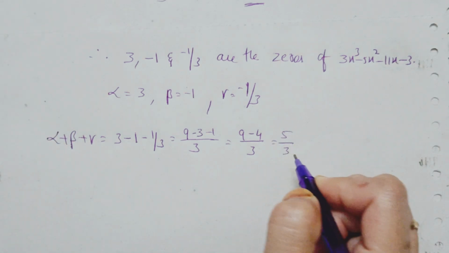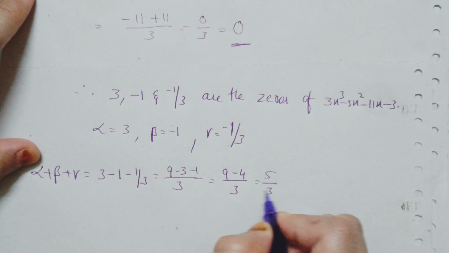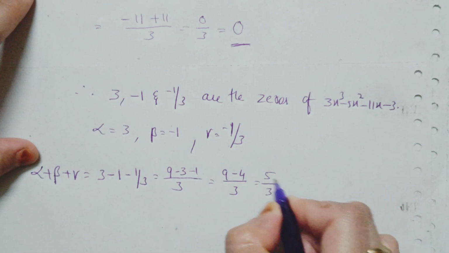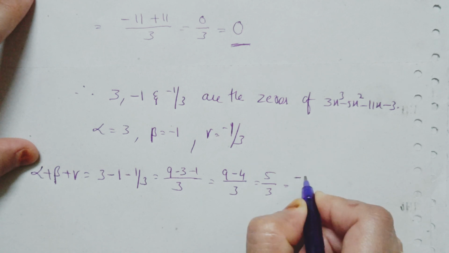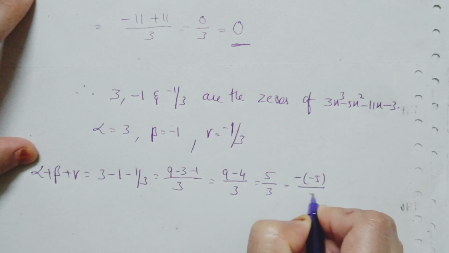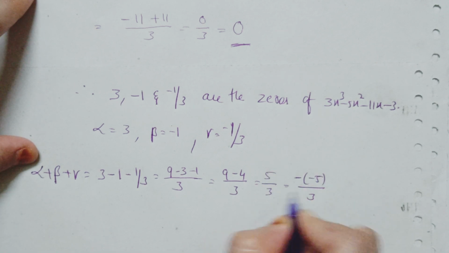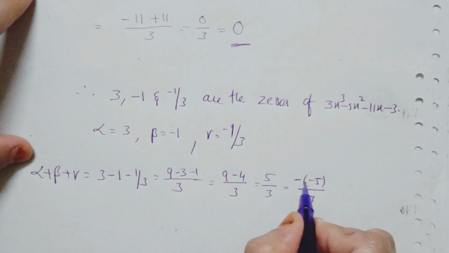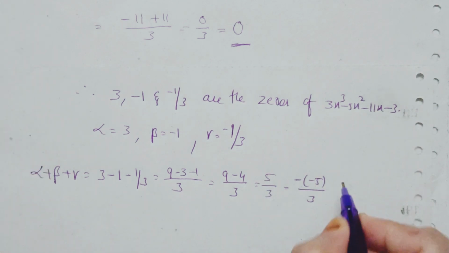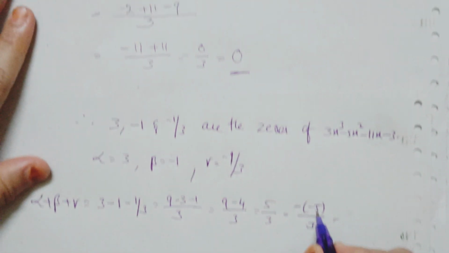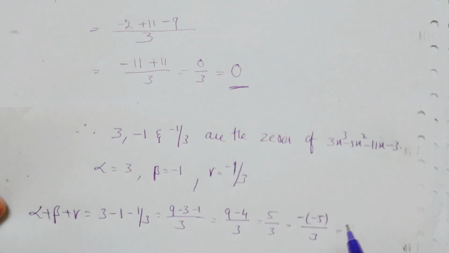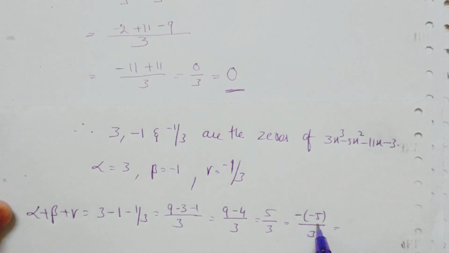I got 5 by 3. So this 5 by 3 I can write as minus of minus 5 by 3. Can I write this 5 by 3 as minus of minus 5 by 3? Yes. Minus of minus is plus 5 by 3. Okay. So what is this 5?